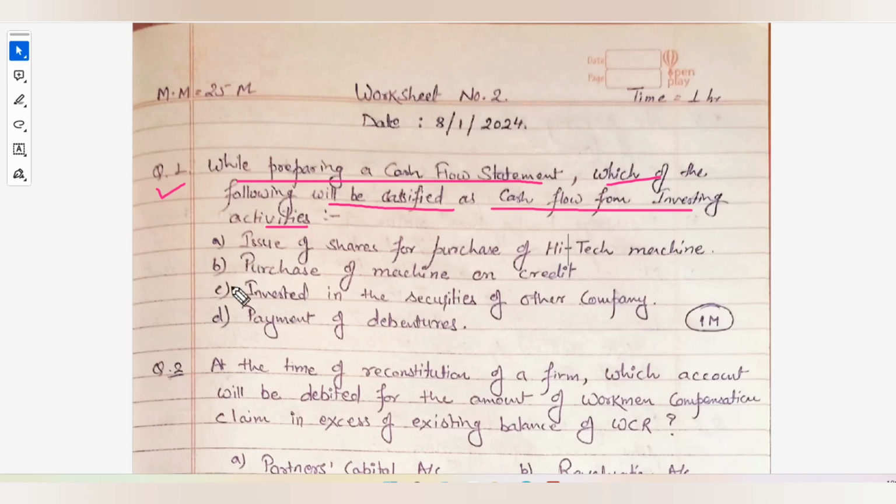First of all, we need to recognize which one of the following is categorized as investing activities. The first option is issue of shares for purchase of high-tech machine. Although the machine has been purchased, it has been purchased by issuing shares, which means it does not involve any flow of cash. That's why it is not categorized under any activity as per AS 3.